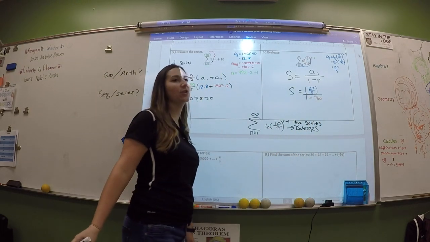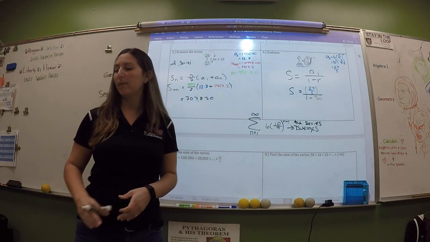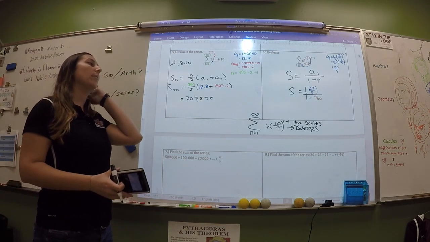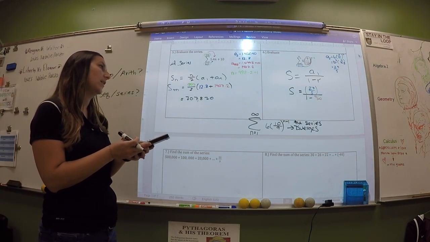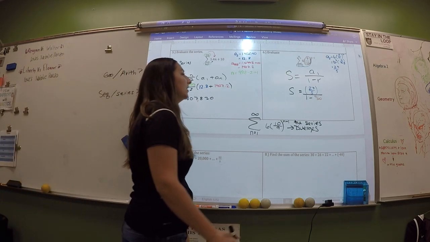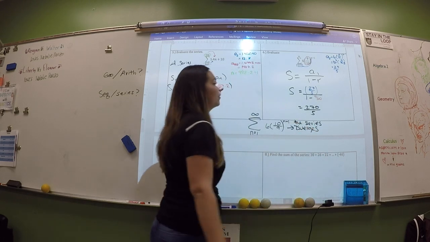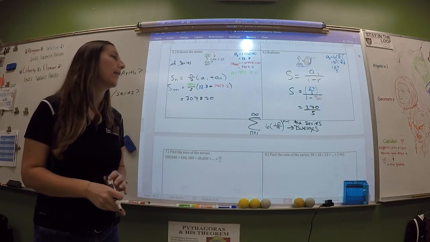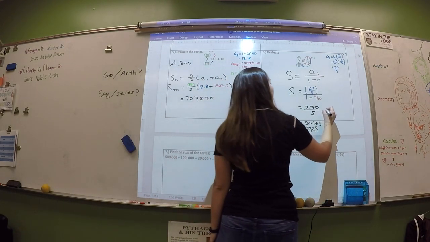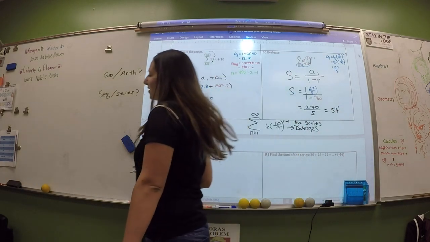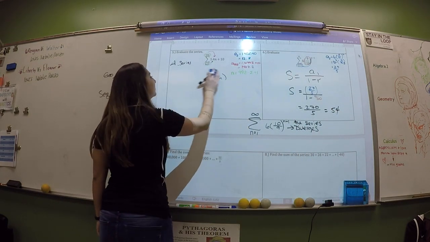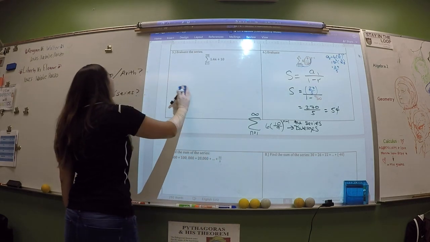So 1 minus 9/10 is 1/10, and then you multiply by 10 and you get 270 over 5. I don't want to simplify. There we go. 54. Don't forget the 54. So you have to write on the test this series diverges.